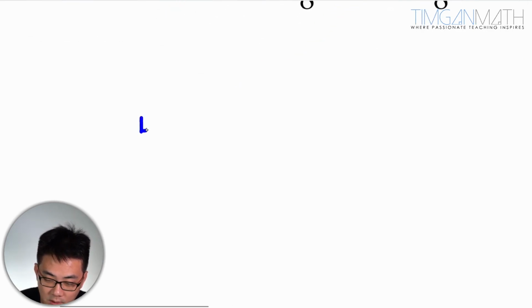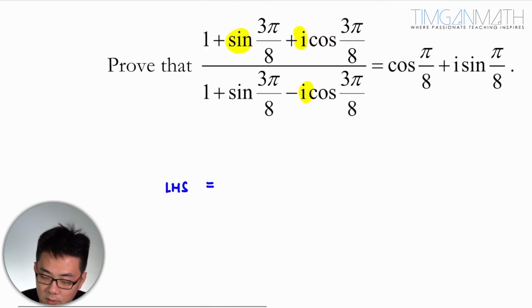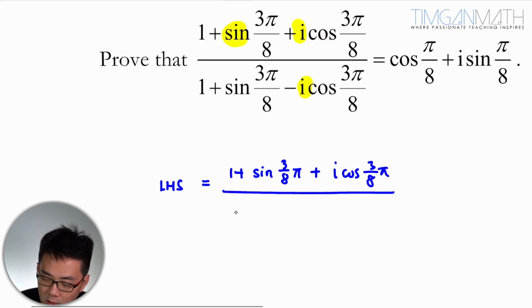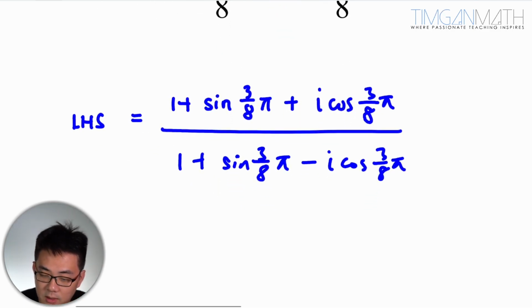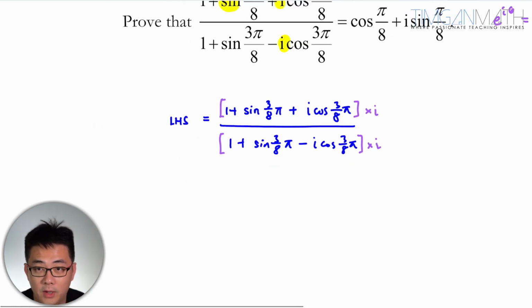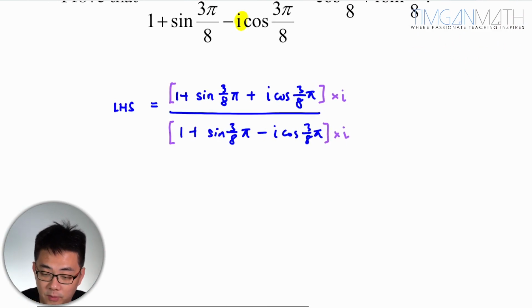I'm going to write the left hand side as 1 plus sine 3 over 8 pi plus i cosine 3 over 8 pi, over 1 plus sine 3 over 8 pi minus i cosine 3 over 8 pi. I think the sensible thing to do here is just to multiply the top and bottom with i, because we just want to attach the i to the sine, so that we can use the exponential form formula.